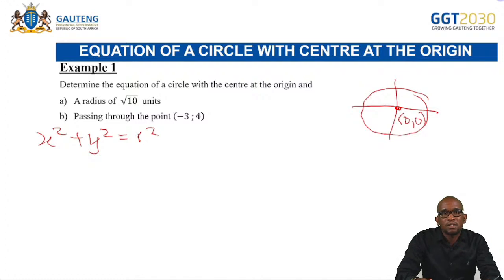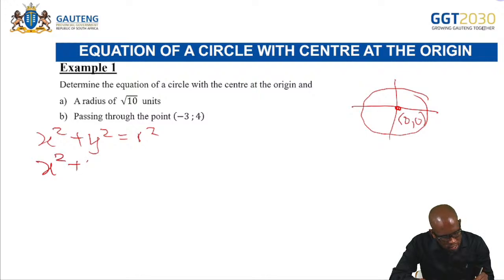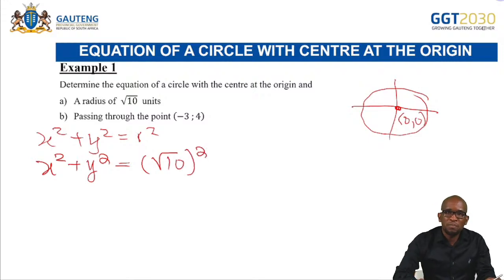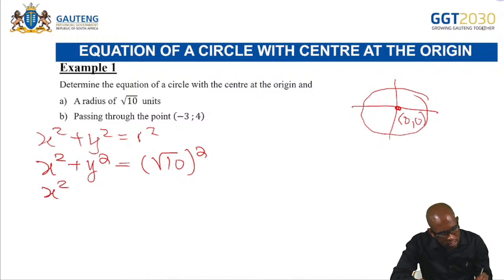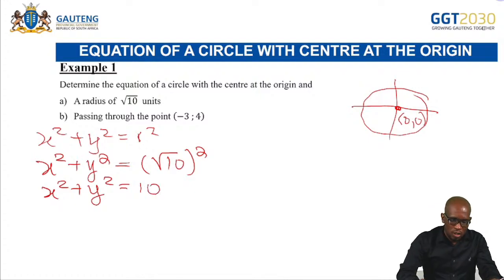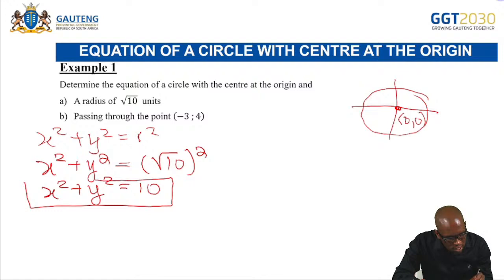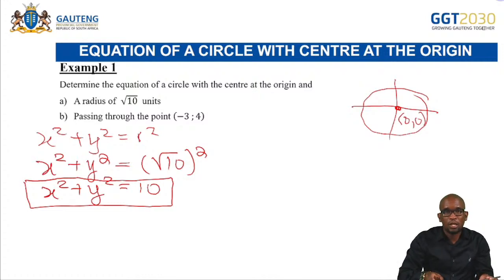Now, in this case, we are given the radius, which means that we have to substitute square root 10 where r is, and hence this would be x squared plus y squared equals square root 10 squared. Now, through simplification, we get that x squared plus y squared becomes 10. Now, that would be the equation of a circle: x squared plus y squared equals 10, because this circle is centered at the origin.